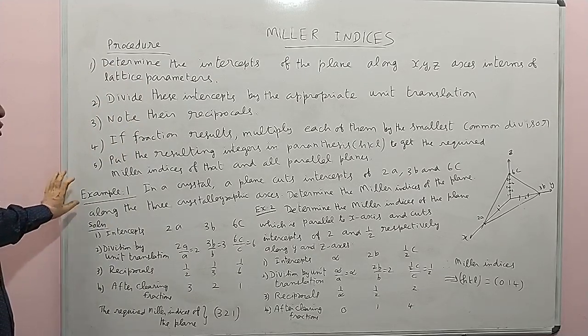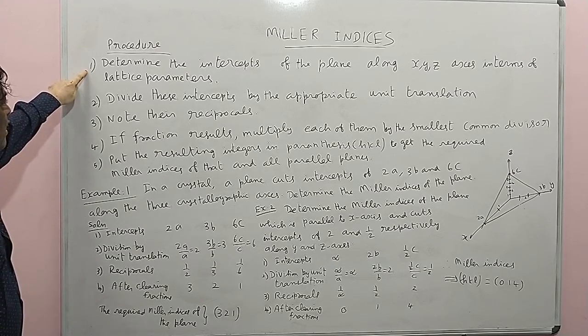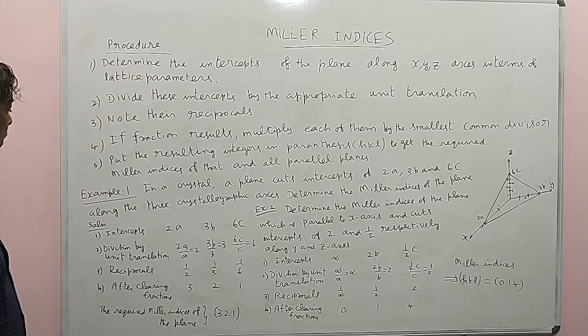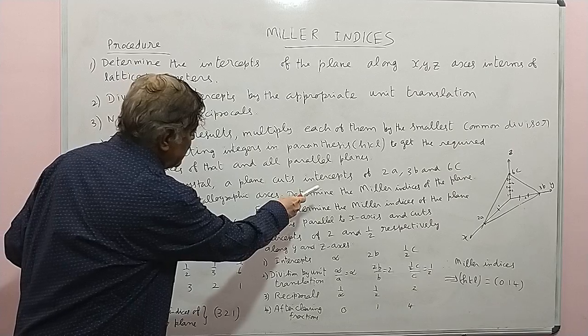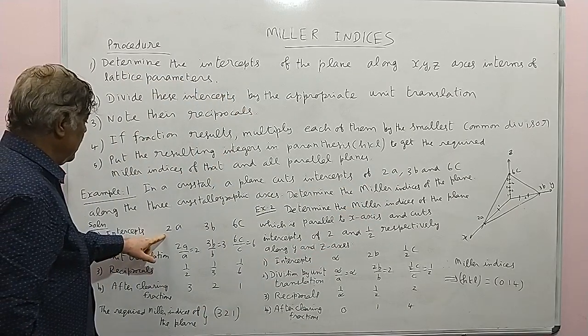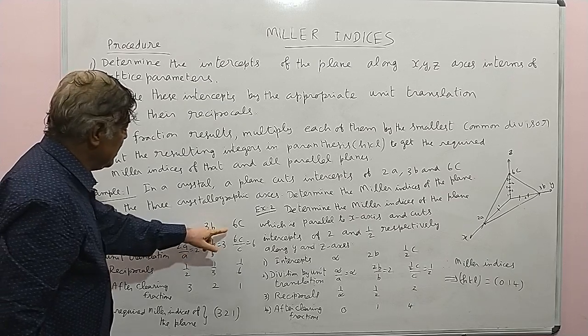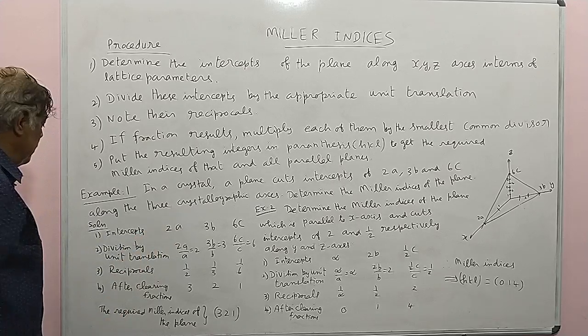So how to calculate this? First, you have to find the intercepts of the plane. What are the intercepts? It cuts the axes at 2a, 3b and 6c. There are three intercepts along the x, y and z axes, so write down the intercepts.